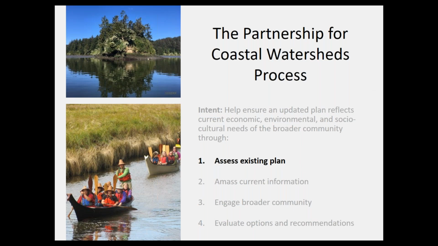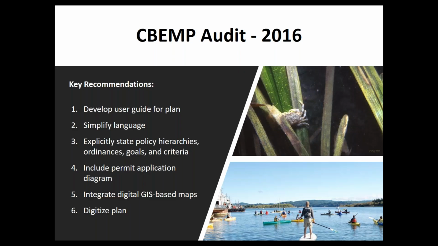So I'll go through this in a little bit of detail, and I'll start with assessing the existing plan. The first step was basically an audit of the existing Coos Bay Estuary Management Plan. Planners and others who use the plan regularly were interviewed to evaluate where the legal framework may have changed since this plan was created, and also so that we could understand implications of any legal decisions that have occurred since the plan was adopted. And then finally, they gave feedback on the general usability of the plan.